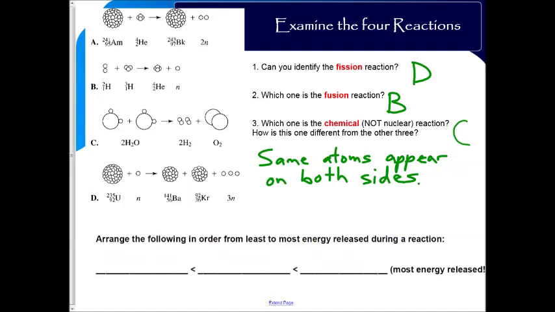Now, let's arrange the following in order from least to most energy released during the reactions. Now, like we said earlier, the weakest one would be a chemical reaction. The next amount of energy released, which is more than a chemical reaction, is fission. And then the absolute most, the one that we are trying to figure out how to master so we can use it for our benefit, would be fusion. Fusion is what powers the stars.